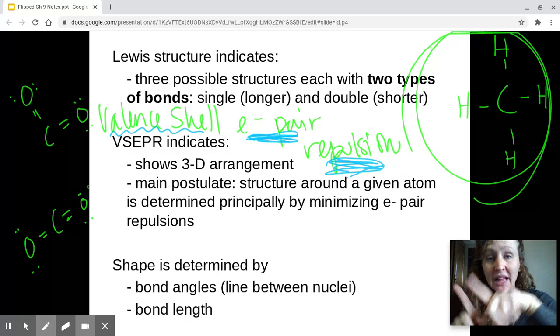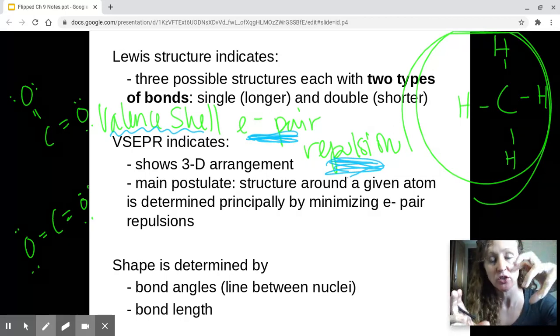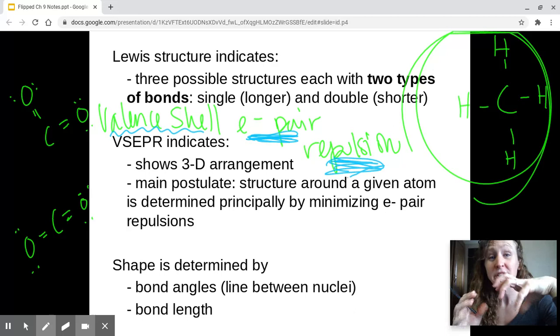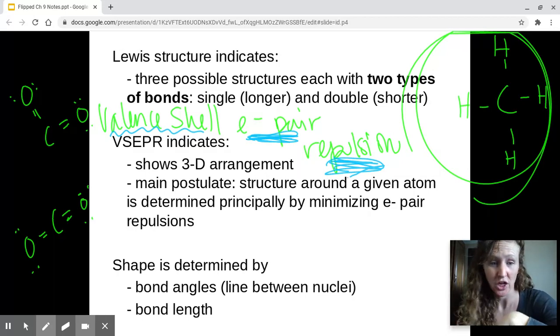And when they repel each other, they repel each other into very predictable shapes. And those very predictable shapes that are caused by this electron repulsion is what we are going to talk about and discuss how to predict those shapes.